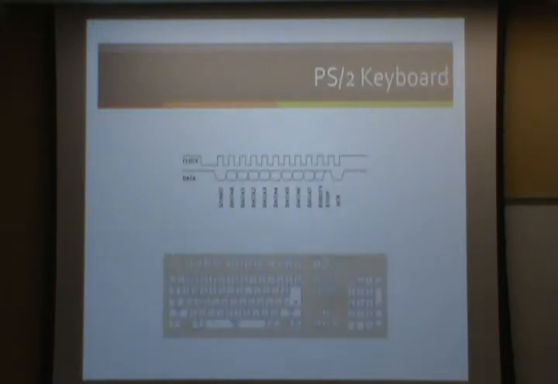For the PS2 keyboard, when you press a button, it's sent in a string of serial bits. The start and end bits are pretty much arbitrary. We have a parity bit which checks for errors, and the data bits from 0 to 7 correspond to a hexadecimal number, which is an ASCII code and corresponds to a key on the board.